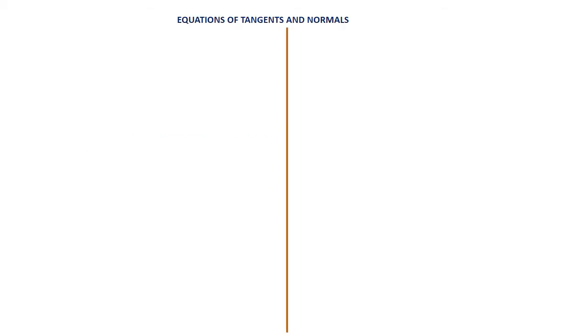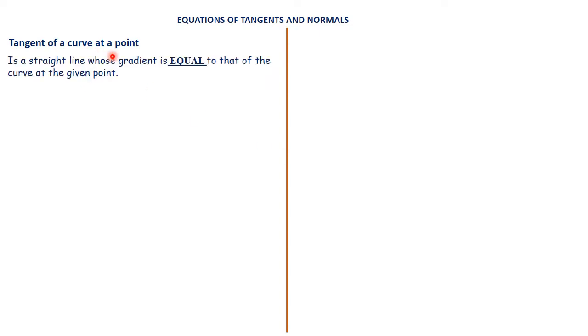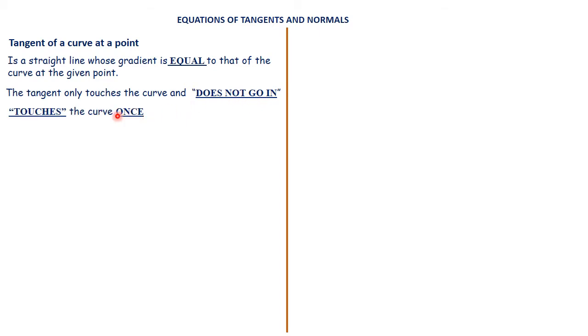Equations of tangents and normals. Now, a tangent to a curve at a point is normally a straight line whose gradient is equal to that of the curve at the given point. The tangent only touches the curve, it does not go in. It's fair to say that it only touches the curve once. That's why it doesn't go in.